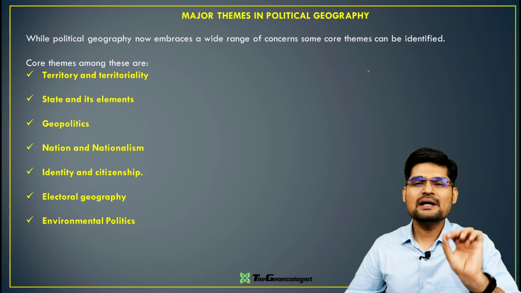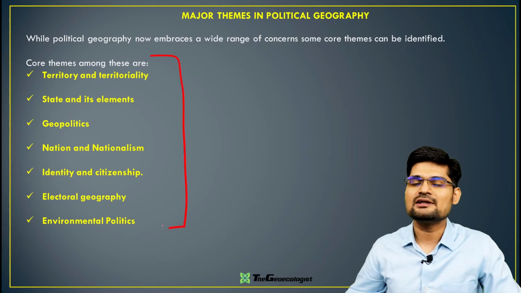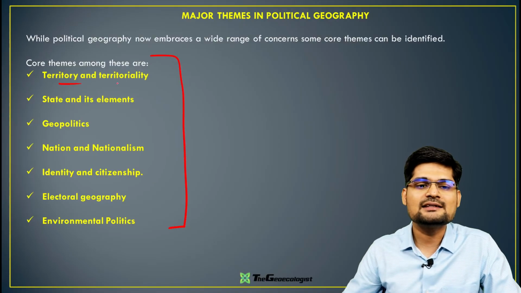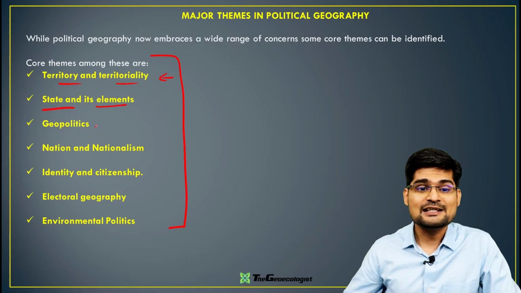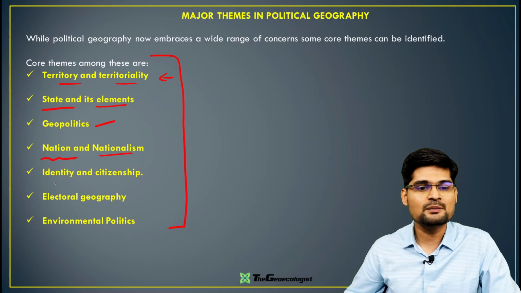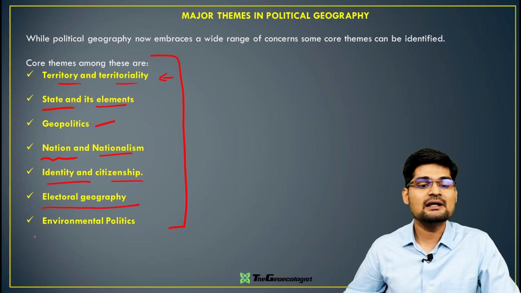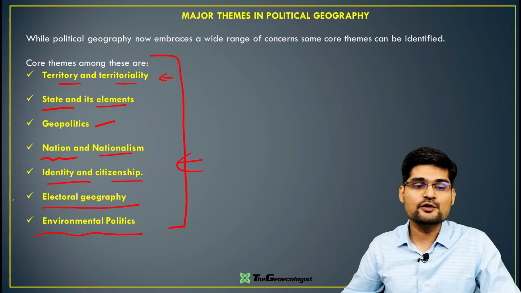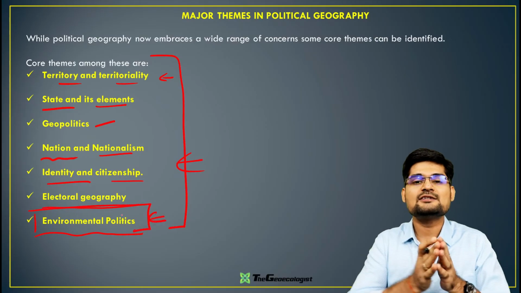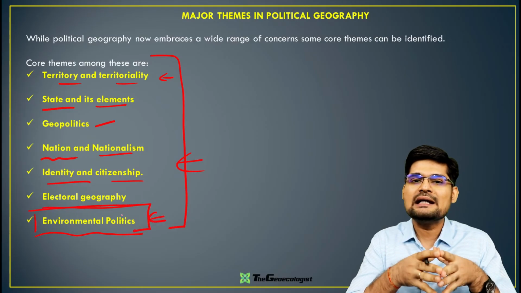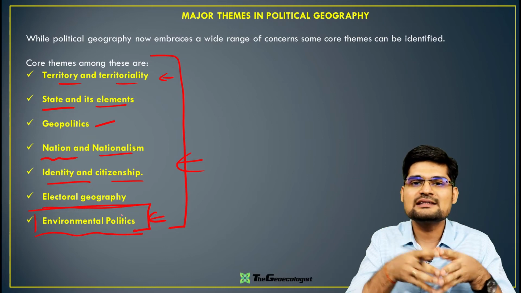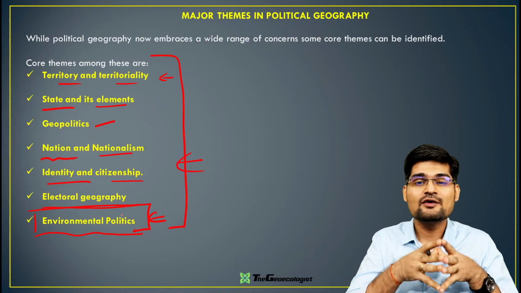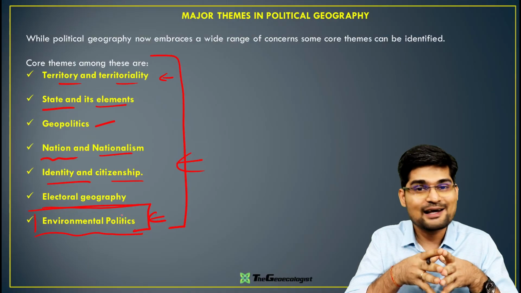So if you observe, the major themes in political geography are listed out here. What are we going to study in the entire political geography? These theme-based concepts: territory and territoriality, then state and its elements, geopolitics, then nation and nationalism, identity and citizenship, electoral geography, and environmental politics. This is where political geography is heading towards. The future is definitely going to be environmental politics, and it's already showing up since the Paris Agreement and COP meets, and since then the evolution of different organizations at the world level and different steps that we are taking, and the politics of resource control and ocean control. Remember, we talked about what's happening in the South China Sea and in Antarctica in earlier lectures as well.